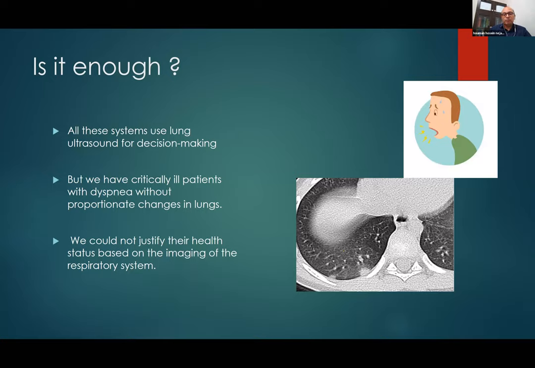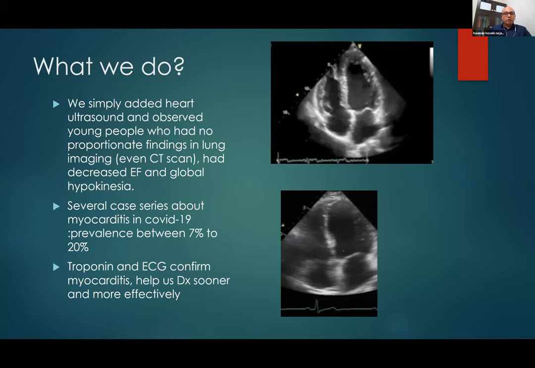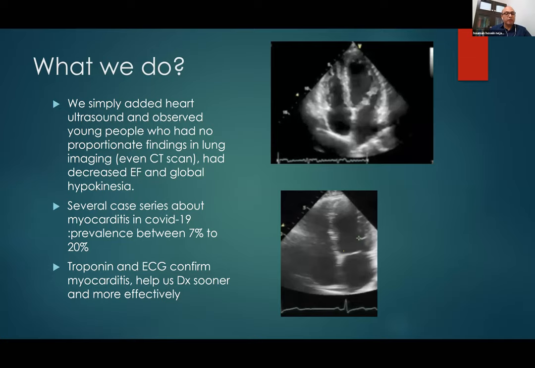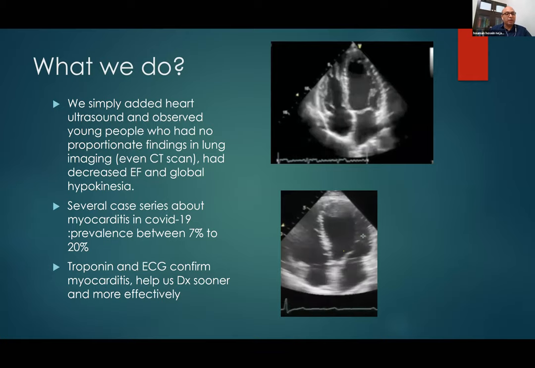But how about, for example, 22-year-old men without underlying disease with a minimal change or sometimes no change in CT scan? We could not justify their health status based on the imaging of the respiratory system. What was the origin of the dyspnea in this category of patients? To discover the cause of dyspnea in these patients, we simply added heart ultrasound to lung ultrasound, and observed that young patients who had no proportionate finding in lung imaging, even CT scan, had decreased ejection fraction and global hypokinesia.